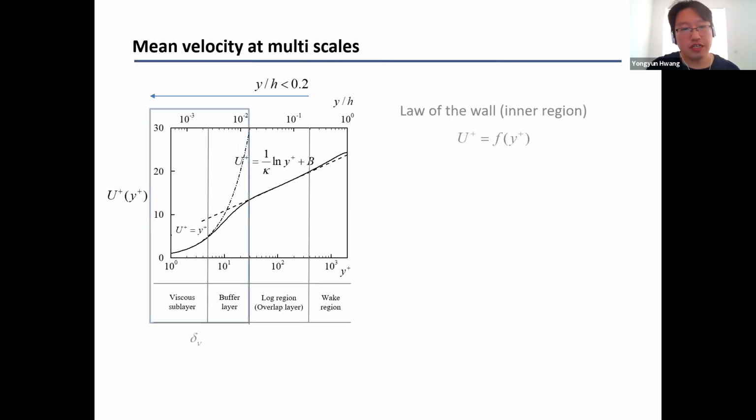If you consider the near-wall region, as I said before, the most relevant length scale must be the viscous length scale. You can say that in this region, everything scales in inner units, which gives you the law of the wall like this.